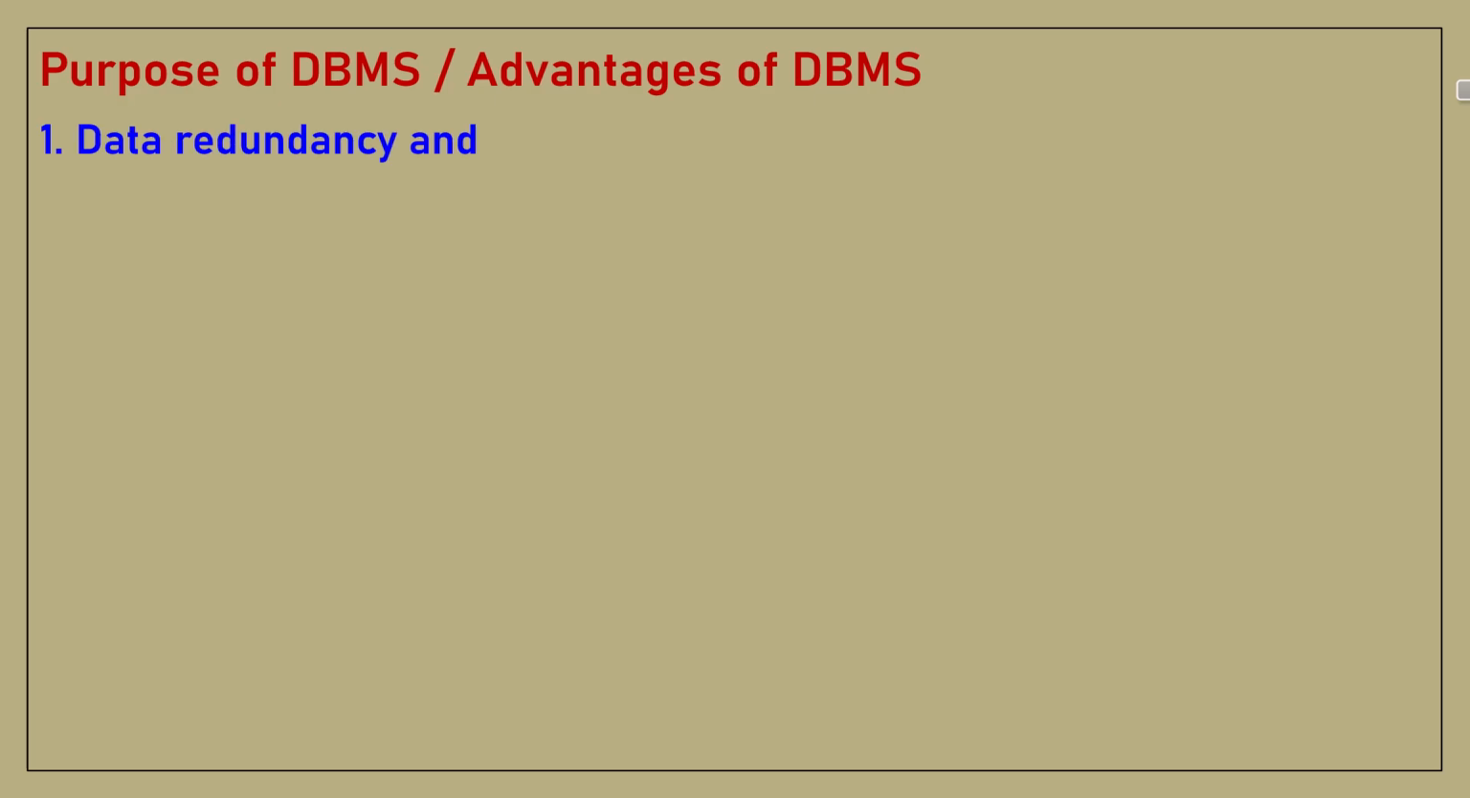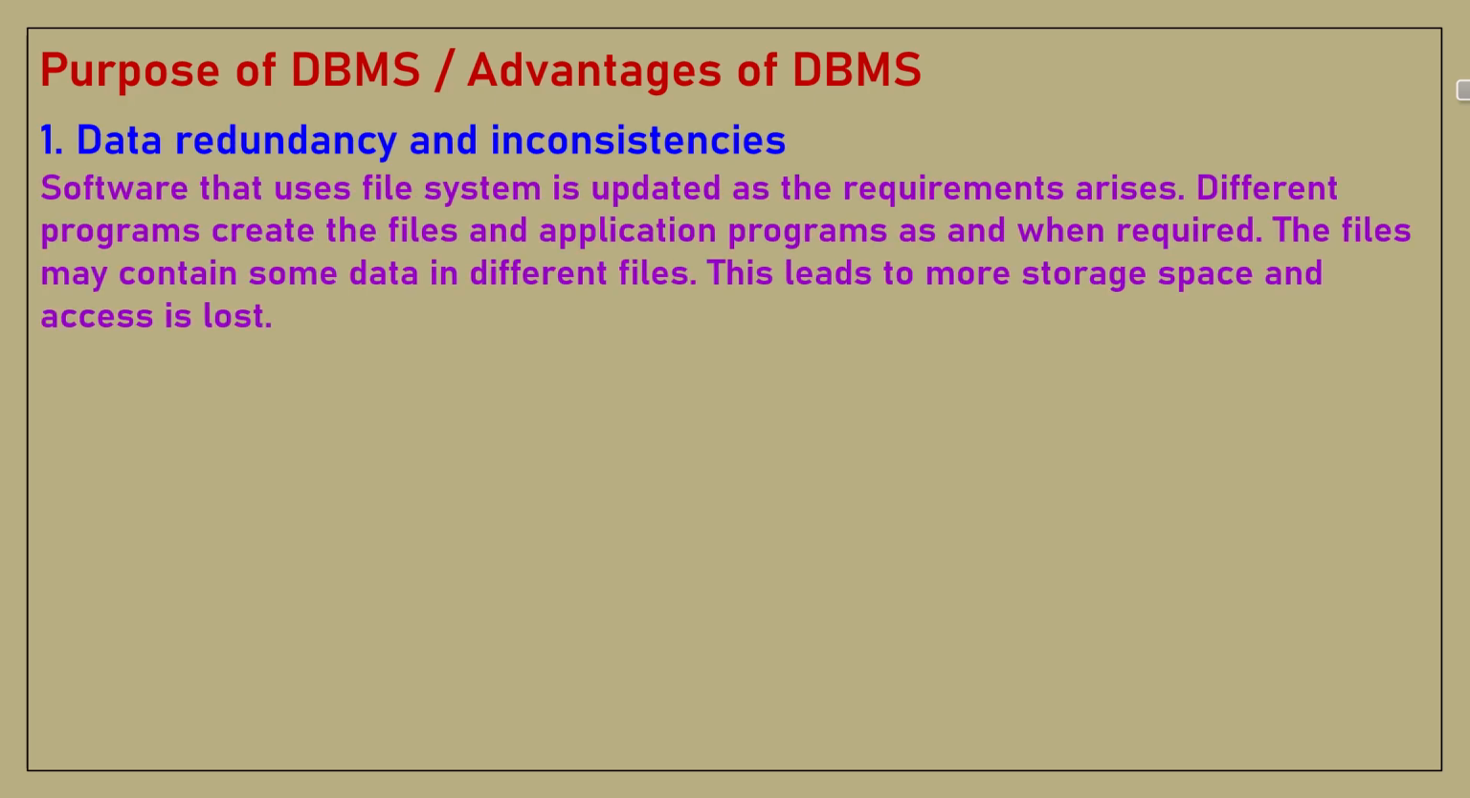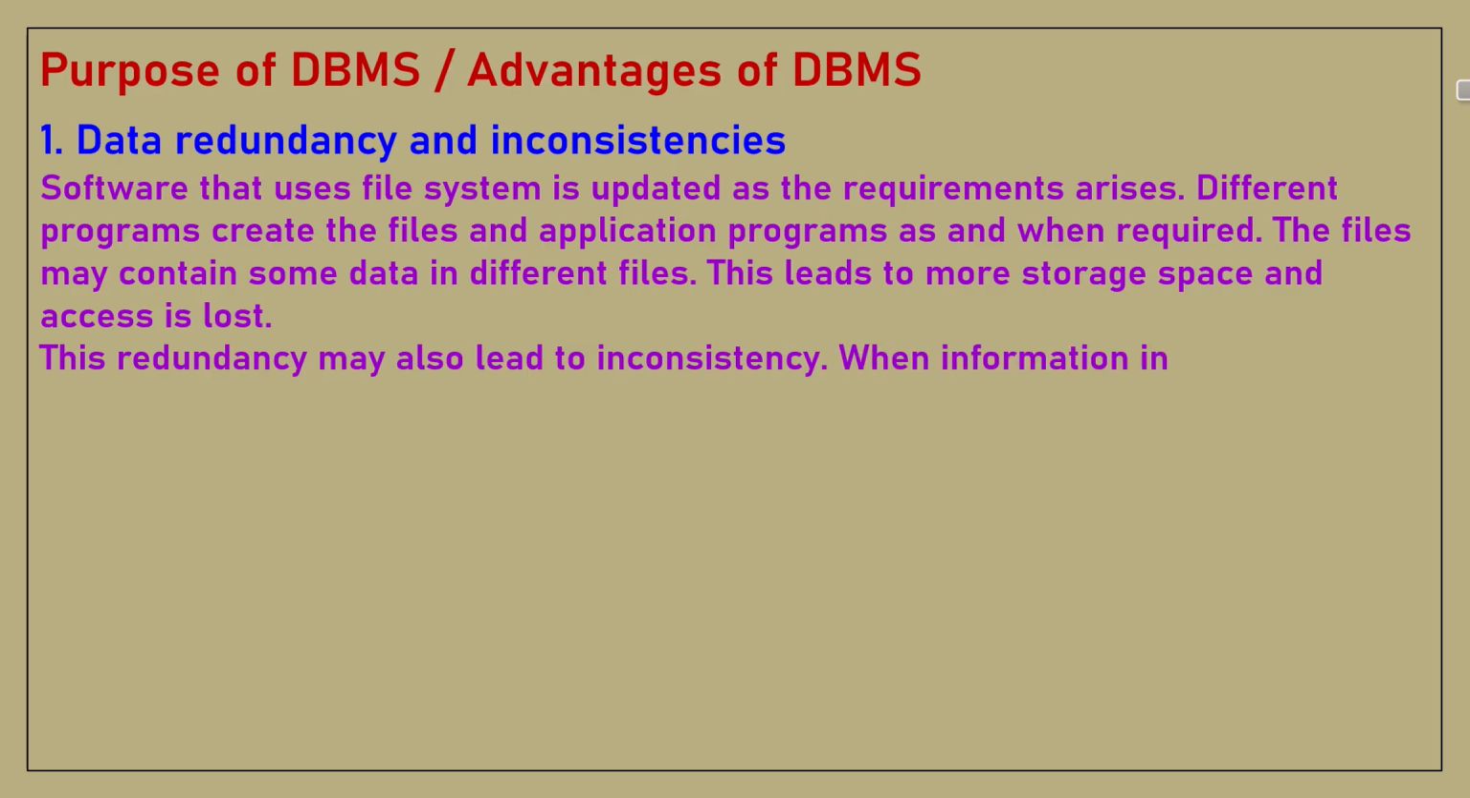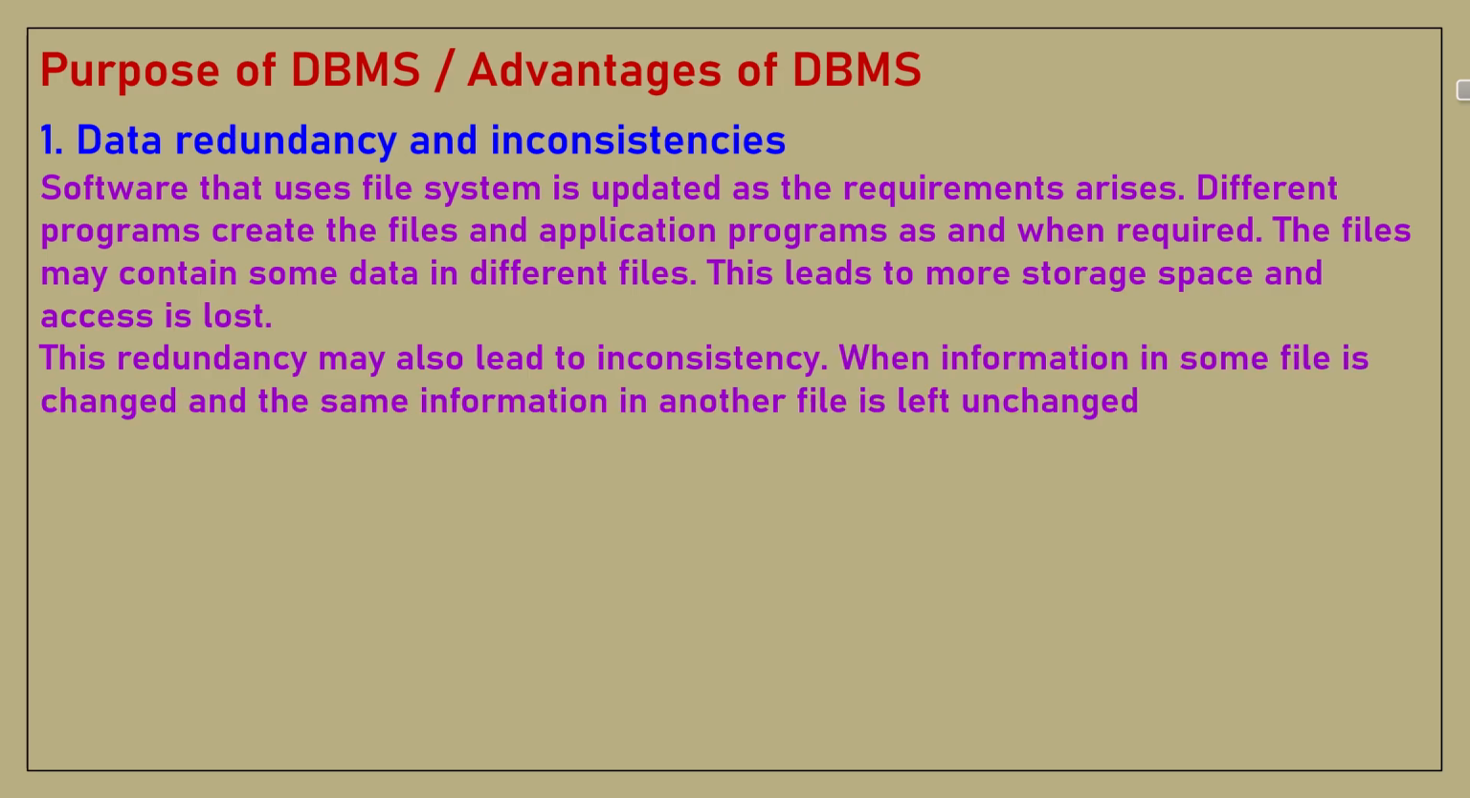Data redundancy and inconsistencies. Software that uses file system is updated as the requirements arise. Different programs create the files and application programs as and when required. The files may contain the same data in different files. This leads to more storage space and access time is lost. This redundancy may also lead to inconsistency, when information in some file is changed, and the same information in another file is left unchanged.